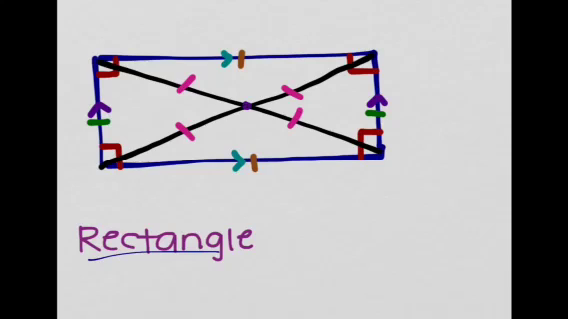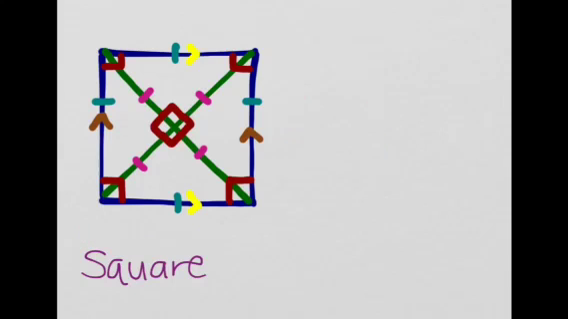So it's not just this is congruent to this, it's this part is congruent to this part, which is congruent to this part, which is congruent to this part. So all four segments formed by the diagonals are congruent to each other. The last one is a square.